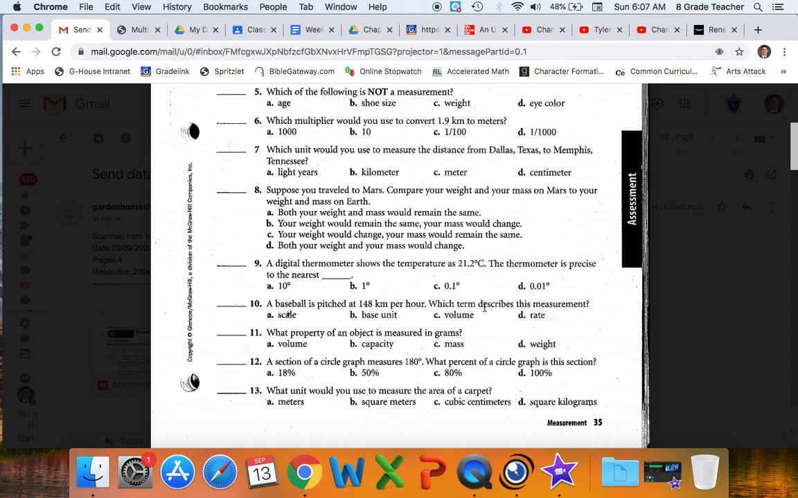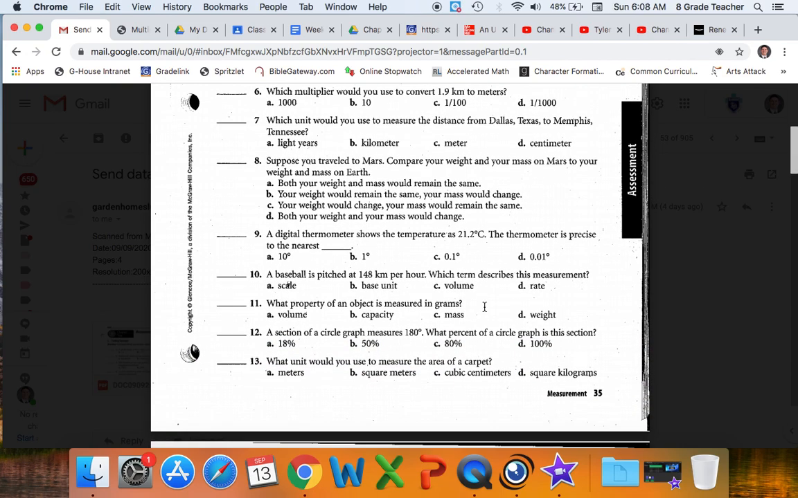Number 9. A digital thermometer shows the temperature as 21.2 degrees Celsius. The thermometer is precise to the nearest, so 21.2. It's got to be to the nearest thousand, or the decimal place right here. So I would have that as letter C.